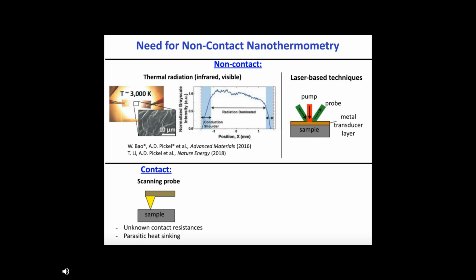And so to get the spatial resolution that we need to measure nanoscale hotspots, we might instead think about contact-based techniques. For example, scanning probe techniques that essentially use a modified AFM tip as a nanoscale thermocouple. And here you can get quite good spatial resolution, but the challenge is that the probe can act as a parasitic heat sink and introduce unknown thermal contact resistances. And so it can be very difficult to accurately extract the true temperature of the sample that you're measuring.